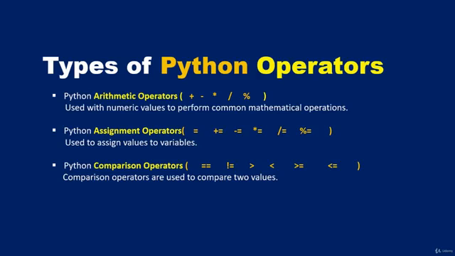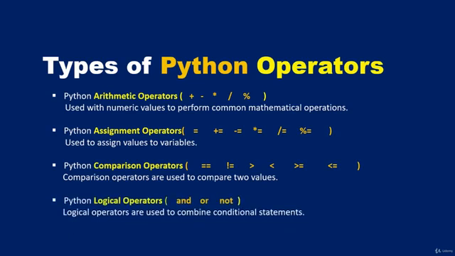The final type of operator I'm going to cover in this video is called the logical operators. They are used to combine conditional statements. So they include things like and, or, not.